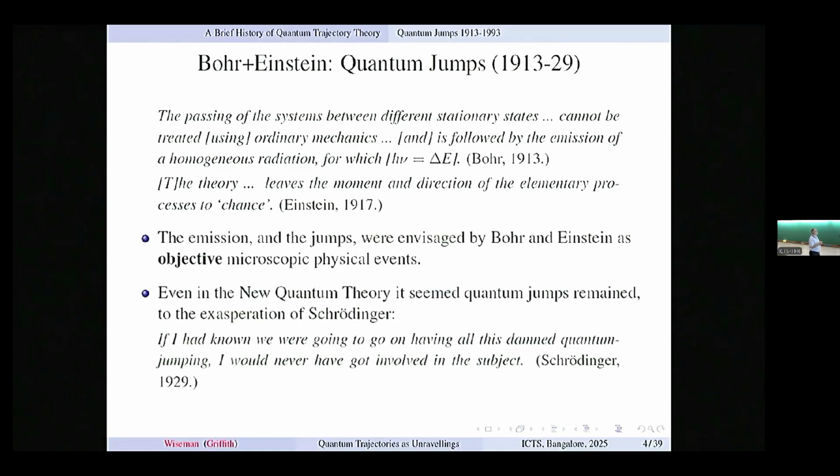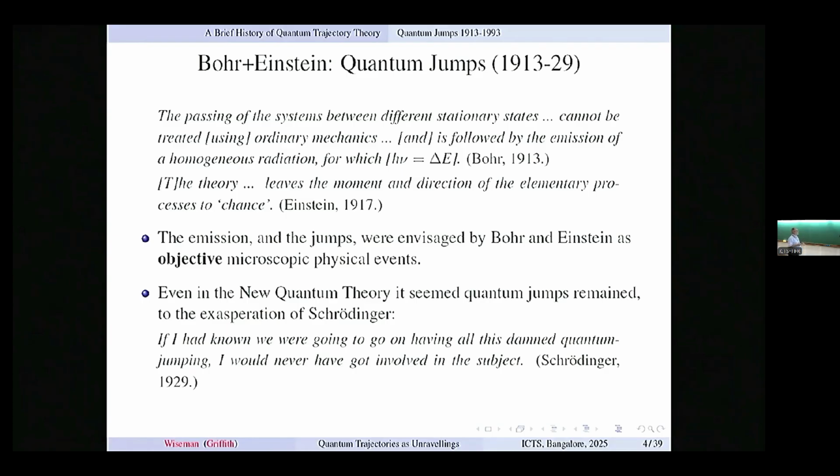So for both Bohr and Einstein, these jumps were regarded as objective microscopic physical events. The atom, as Bohr said it, makes a transition and then a photon comes out, although he didn't use the word photon because that would not be invented for another 10 years roughly.